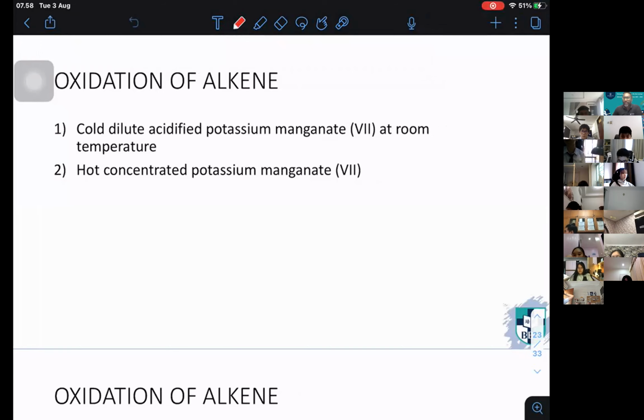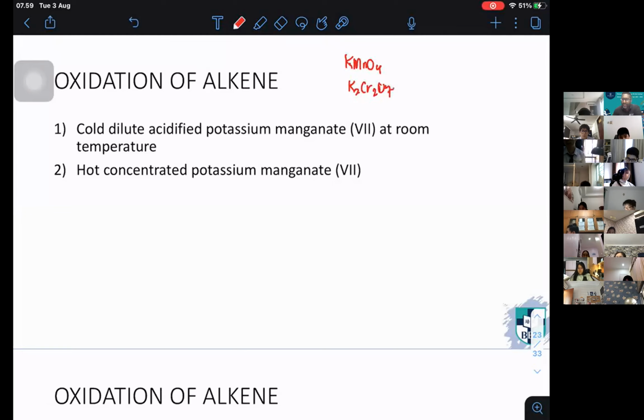Even in your book and in the syllabus, they didn't mention it. But if they have potassium dichromate there as an oxidizing agent, it will function the same way as potassium manganate. So what you need to know about potassium manganate and potassium dichromate is the possible color change.